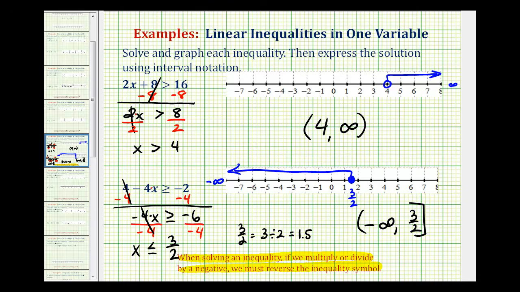So again, we have the solution expressed three ways: as an inequality, as a graph, and using interval notation. We'll take a look at more examples in the next video.